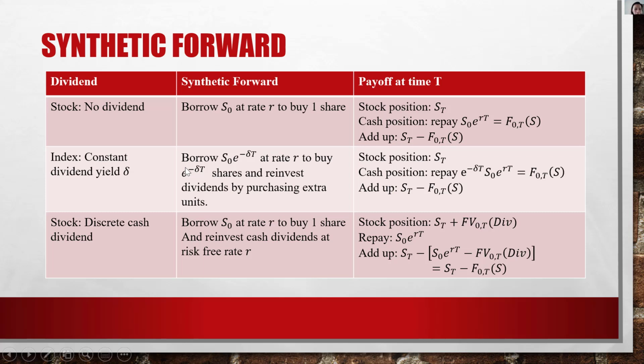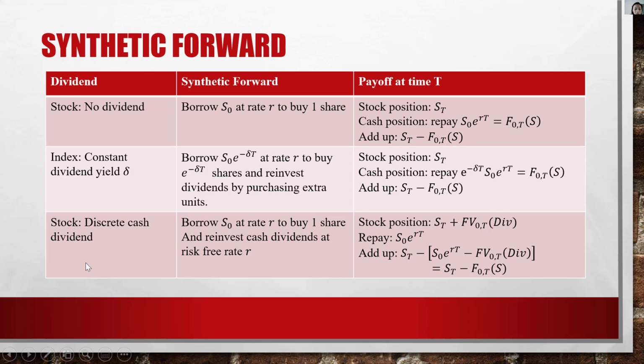And then for the second case, for the index with constant dividend yield delta, we borrow an amount of S0 times e to the negative delta T at rate r to buy e to the negative delta T shares, and reinvest dividends by purchasing additional units. So here for the stock position at time T, we also got the payout amount of S_T. For the cash position, we have to repay e to the negative delta T times S0 times e to the rT, because we borrow, right? We borrow S0 e to the negative delta T at time 0. So at time T, we have to repay S0 times e to the negative delta T times e to the rT. e to the rT is the factor that brings the value at time 0 to time T. And this is F_0,T. That means future value. And if we add them up, we got F_T subtract F_0,T, because one is positive, one is negative, right?